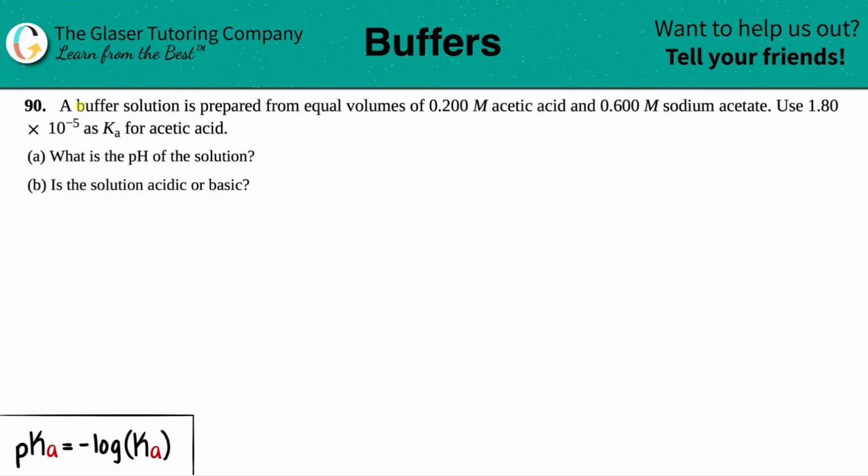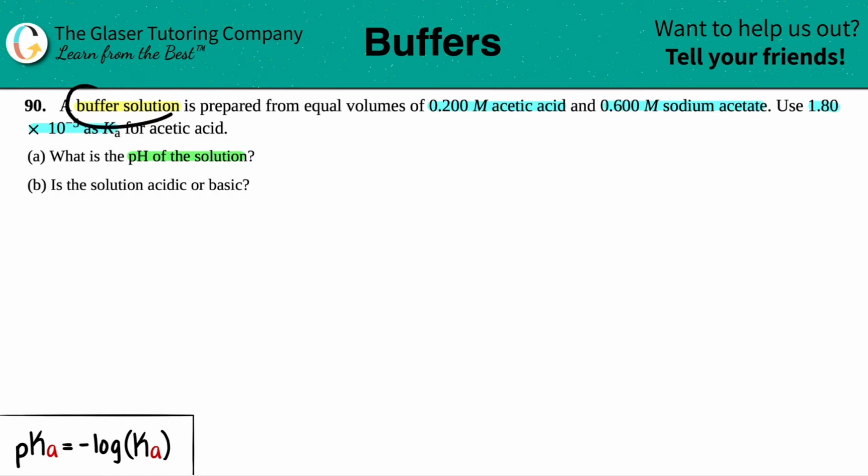14.90. A buffer solution is prepared from equal volumes of 0.200 molarity acetic acid and 0.600 molarity sodium acetate. Use 1.80 times 10 to the negative fifth as the Ka for acetic acid. Letter A: What is the pH of the solution? Okay, so they gave us some molarity values here. We have a 0.2 molar acetic acid solution and a 0.6 molar sodium acetate solution. And they told us that it's a buffer, and they're asking for the pH.